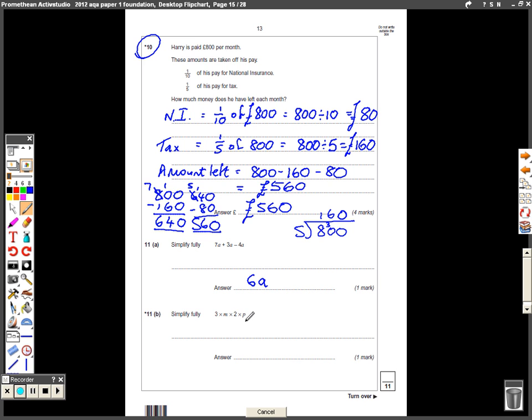Simplify fully. Well, they're all multiplications, and when you've got algebra, you don't need to write the multiply signs in. We're going to put the numbers together, so 3 times 2. And then we've got the m times the p. So I can just write m and p with nothing in between. 3 times 2 is 6. So we've got 6mp. So put the numbers at the front, multiply those together, and put the letters afterwards.